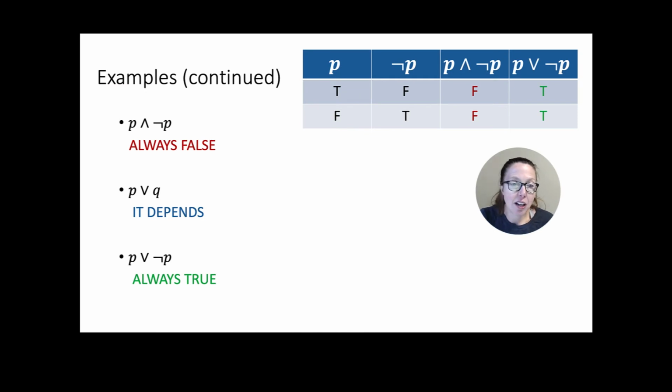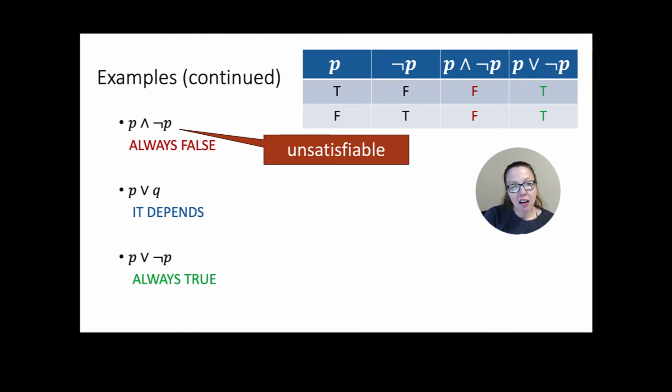So let's take a look at our previous examples. We saw that P and not P was always false, so it was a contradiction. And in fact, that means it is an unsatisfiable proposition. That's a compound proposition that can never be true. And we can see in our truth table that it is always false. There's nothing we can do to change the fact that P and not P will always be false, no matter how we assign truth values. So this is an unsatisfiable proposition.